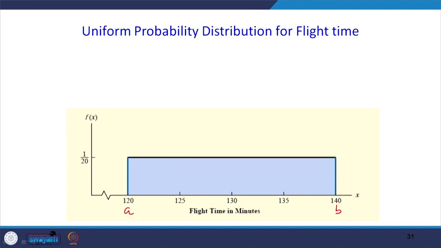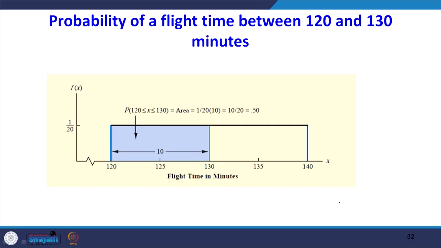Suppose you are asked to find the probability of a flight time between 120 and 130 minutes. Suppose somebody is asking what is the probability of that flight arriving between 120 and 130 minutes. What you have to do is (130 minus 120) divided by (140 minus 120). When you simplify you will get 0.50. So, the probability of that flight arriving between 120 and 130 minutes is 50%.